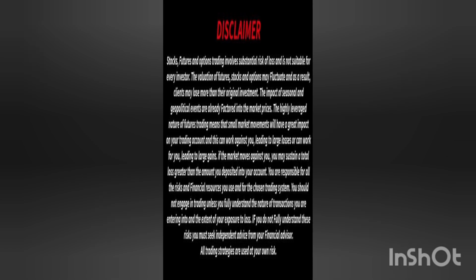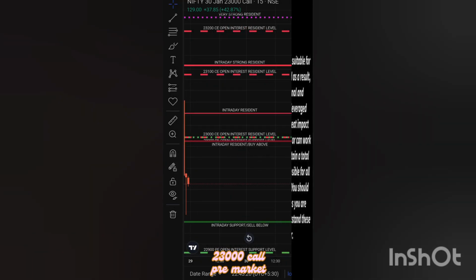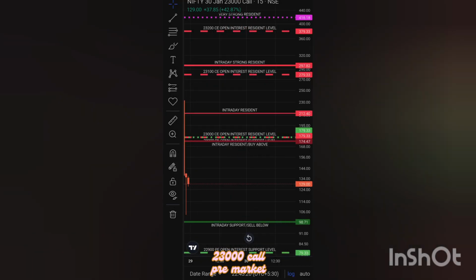Today, I have something powerful for you, a 100% accurate pre-market strategy for Nifty, without using any indicators or complex charts. Yes, you heard it right. No RSI, no MACD, no trend lines, just pure price action and open interest analysis. And the best part, this method works for all traders, whether you are a beginner or an expert. So, stay with me till the end, because I'm going to break this down in the simplest way possible.